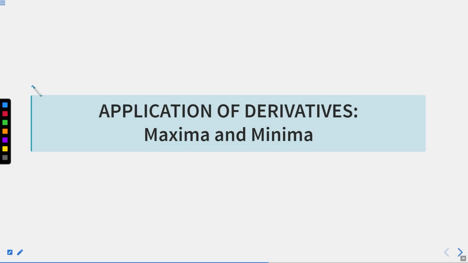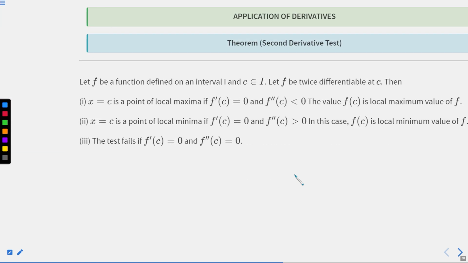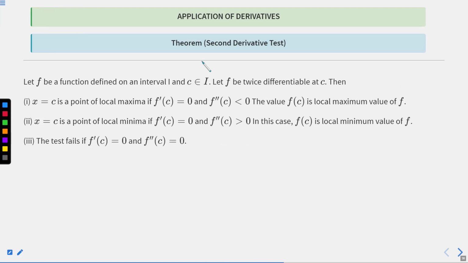Today we will be seeing about maximum and minimum. In today's session we will be seeing the second derivative test. So let's see, the second derivative test, what it says. Let f be a function defined on an interval I. C belongs to the interval I. Let f be twice differentiable at C. We want our f to be twice differentiable at C.